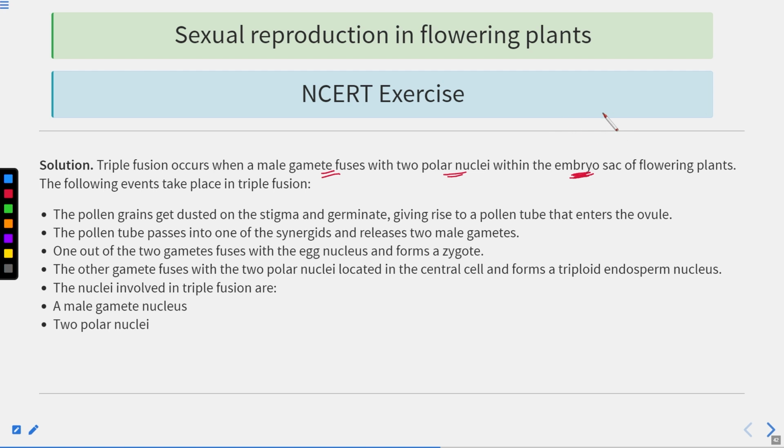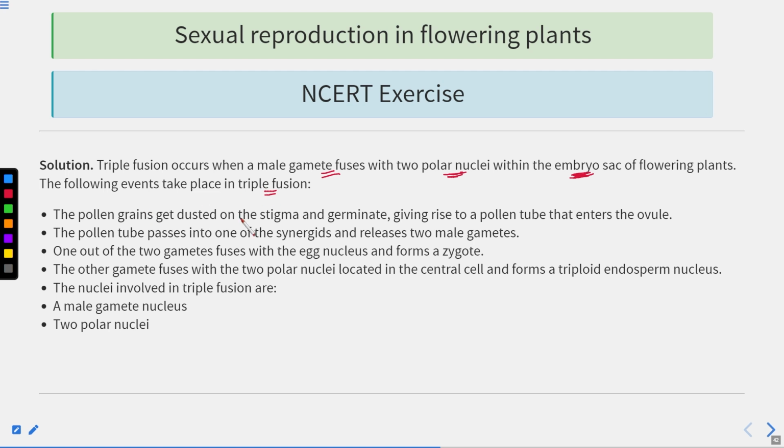Then at the chalazal end, antipodals are present, 3 antipodals, and then the central cell is present, which consists of the two polar nuclei. So these two polar nuclei are present within the central cell. Now the following event takes place in the triple fusion.